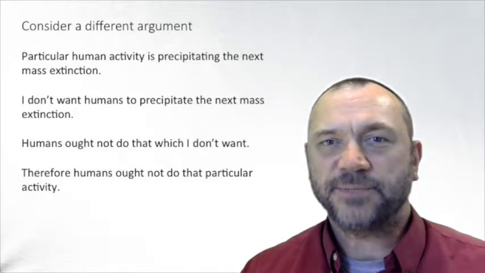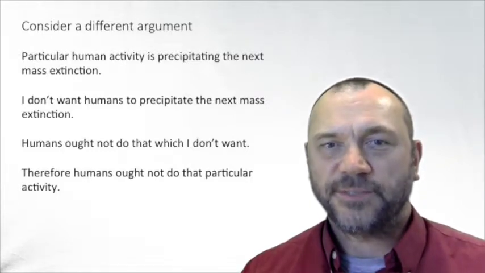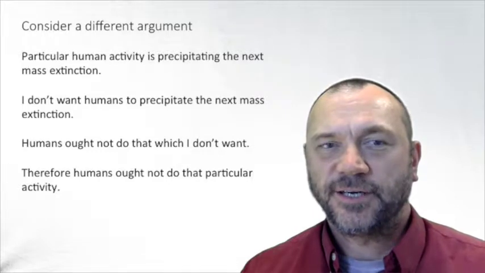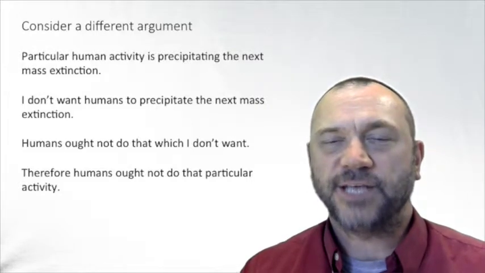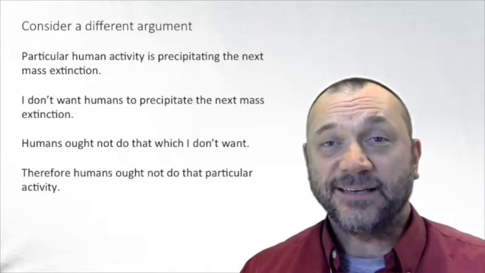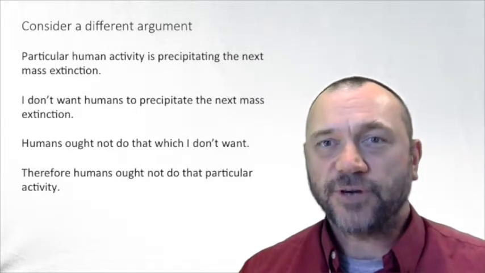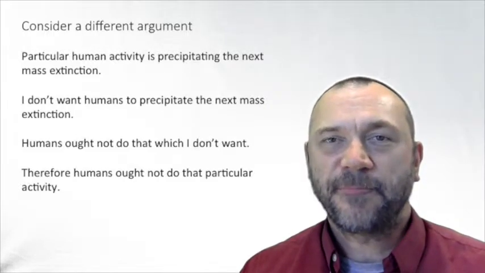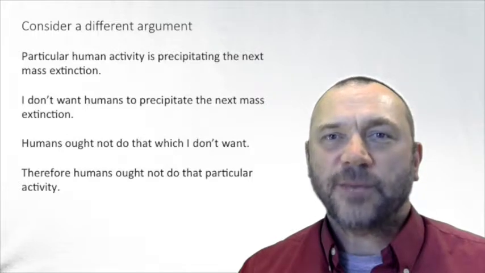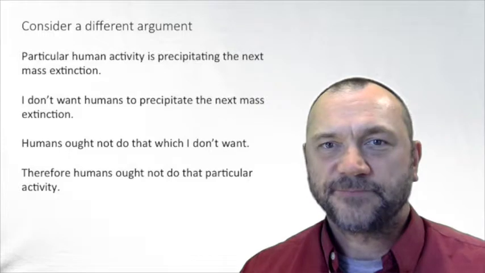Particular human activity is precipitating the next mass extinction. I don't want humans to precipitate the next mass extinction. Humans ought not do that which I don't want. Therefore, humans ought not do that particular activity. Now again, this is a valid argument. The structure is a good structure. But you might not be convinced by it, because you might not agree with one of the premises.